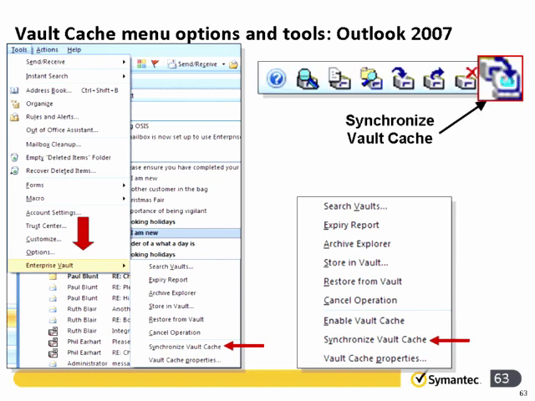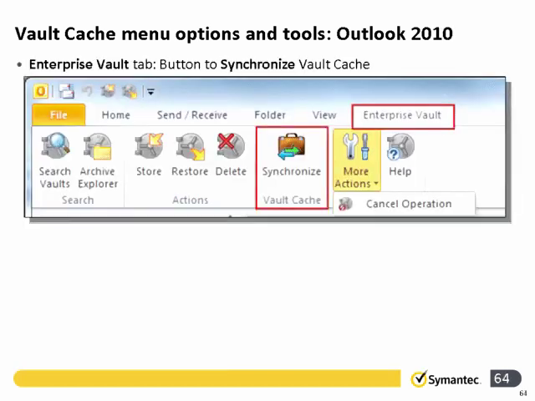If you do have the ability, or you went through the desktop policy and said that you were able to show the synchronizing of the Vault Cache, this shows you a blow up of the icon that would be on the Outlook add-in toolbar in Outlook 2007. If we're looking at Outlook 2010, and you have the synchronize option available, that will show up as a separate section on the Enterprise Vault tab of the Office ribbon. And you can see that that's available there.